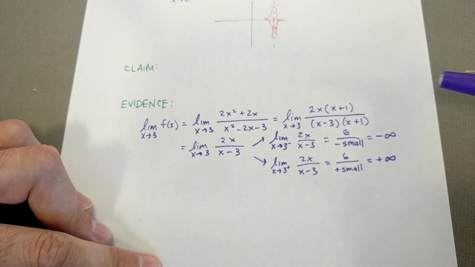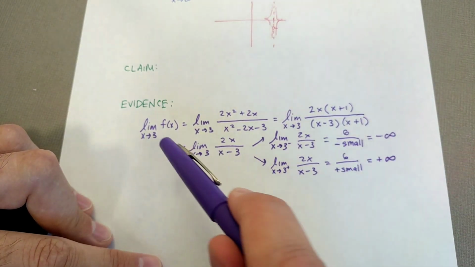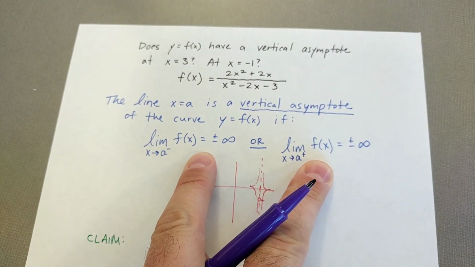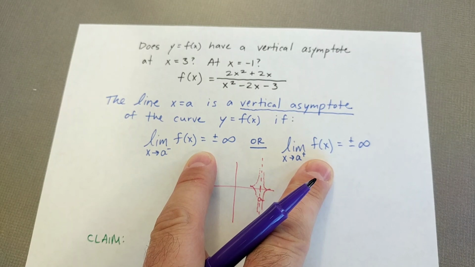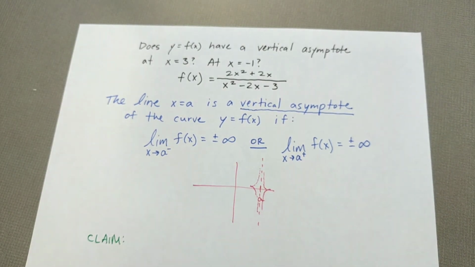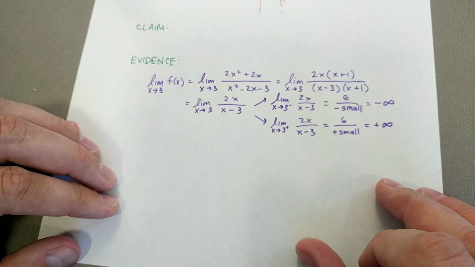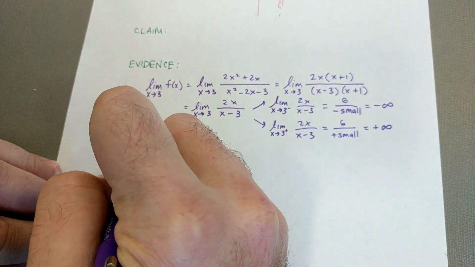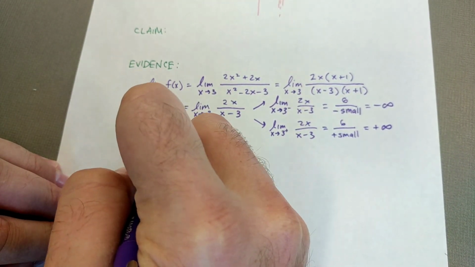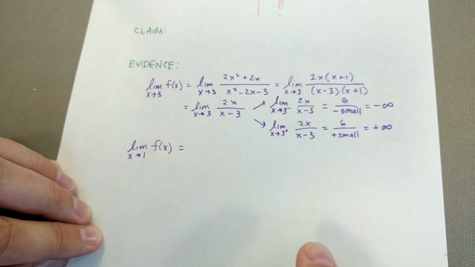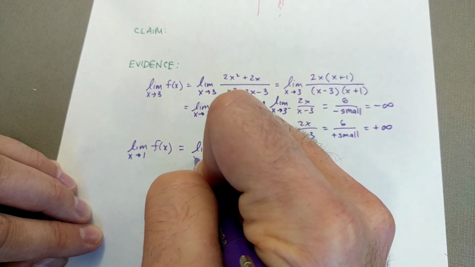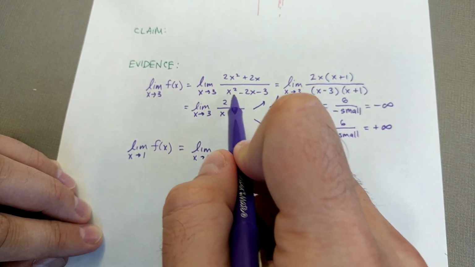So it turns out that as we approach 3, we do see this happening here. So I've just now confirmed that at 3, there is a vertical asymptote. The question is, is there a vertical asymptote at -1 as well? So let's try that out now. So we're going to find the limit as x approaches -1 of f of x. I've already done the grunt work of factoring and dividing, so I don't need to do it again. I'll just pick up the simplest limit form that I have here.